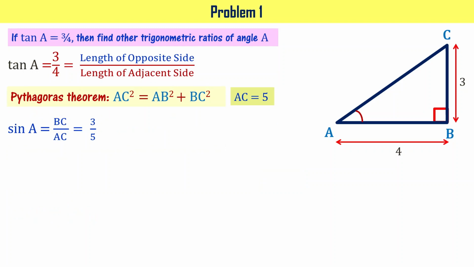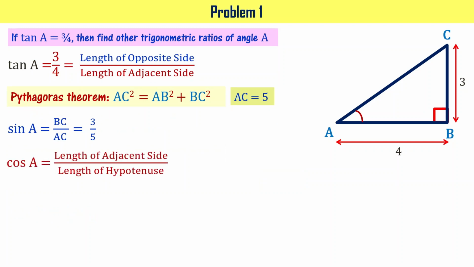Now, what is cos A? That is defined as length of adjacent side by length of hypotenuse, right? It is AB by AC, that can be now written as 4 by 5.